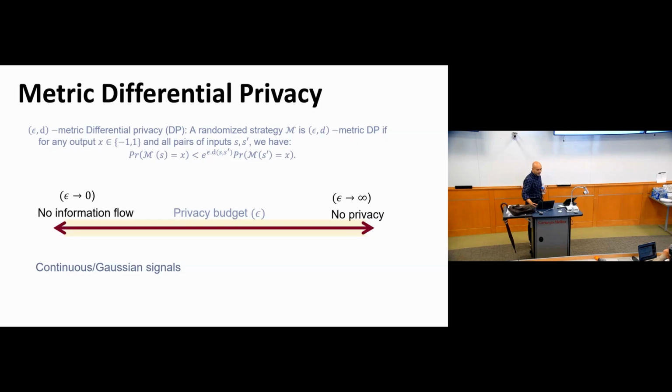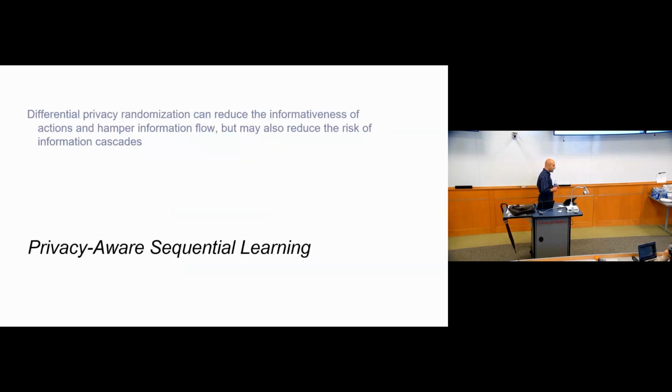Okay, so if you're happy with this information-theoretic way of limiting how actions are going to leak information about private signals, then we can proceed with analyzing the rational choice subject to privacy constraints. So the agents are going to learn from each other, but as they take actions, they take into account the privacy implications of actions revealing their private signals. And this differential privacy randomization can reduce the informativeness of actions, but also reduce the stickiness of information traps. And our analysis can reveal the balance between these two.